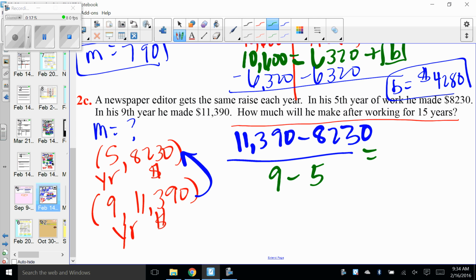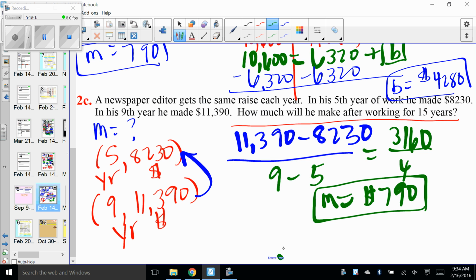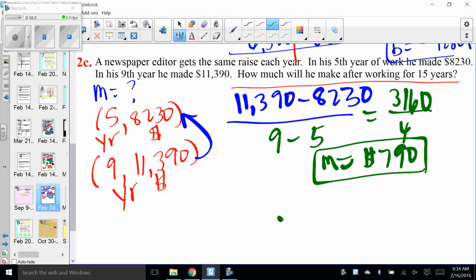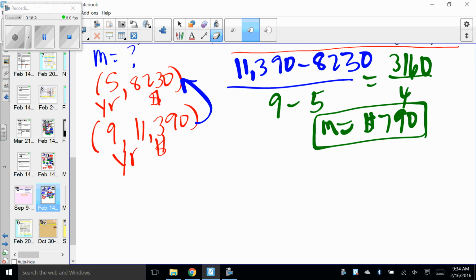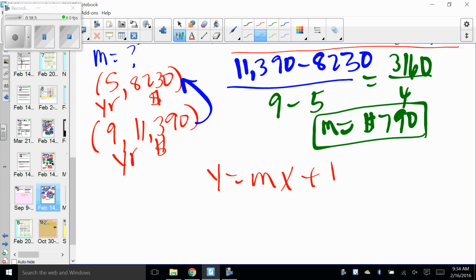So as I start to solve that in the numerator, I end up with 11,390 minus 8,230 gives me 3,160 over 4. 3,160 divided by 4 gives me a slope of 790. So my slope is 790, which matches what it says in part A, but that just confirms it in a different way. We can't rely on part A to do it. So then, what's happening on year 15? We could go y equals mx plus b on this, or we could go the other formula. It doesn't make any difference.